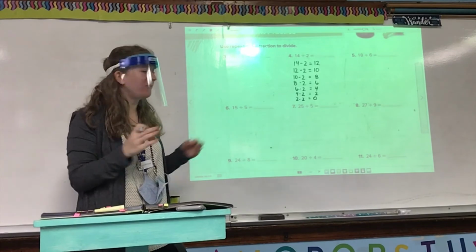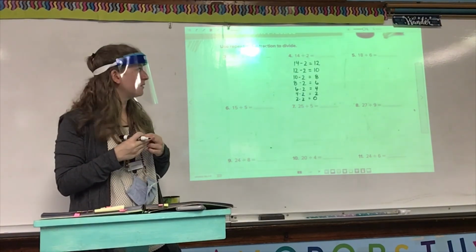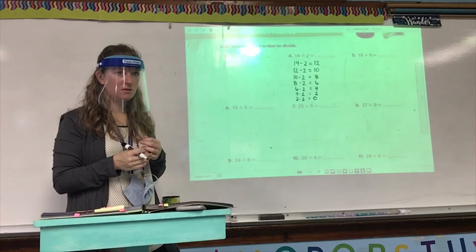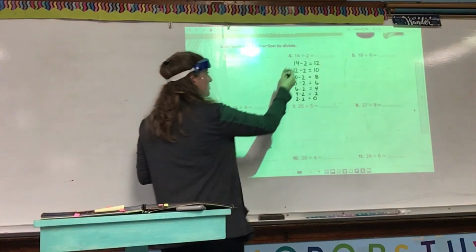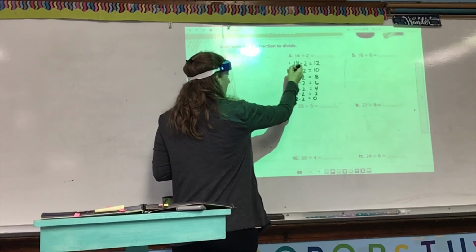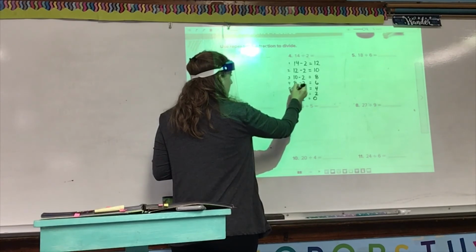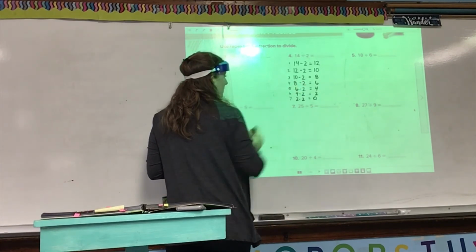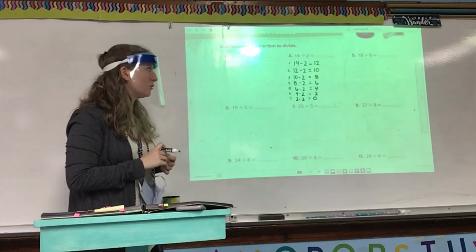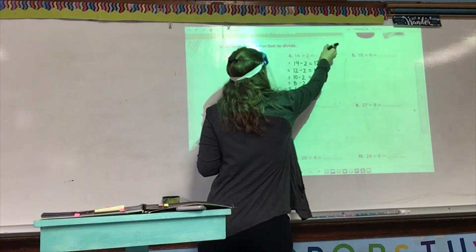Okay, now how do we figure out what the answer is? We count how many times we subtracted. So count and I'll write the number. 1, 2, 3, 4, 5, 6, 7. So how many groups of 2 are in 14? 7. So that means 14 divided by 2 is 7.